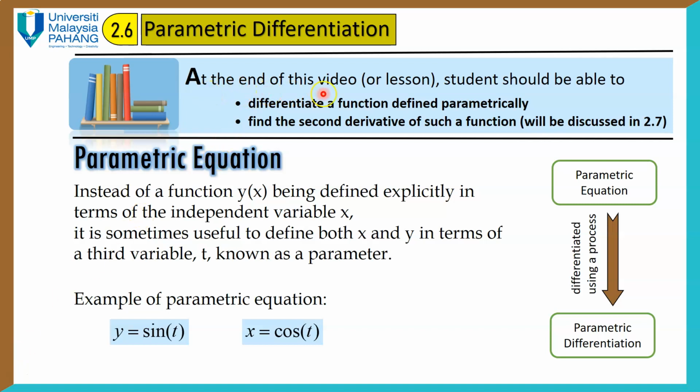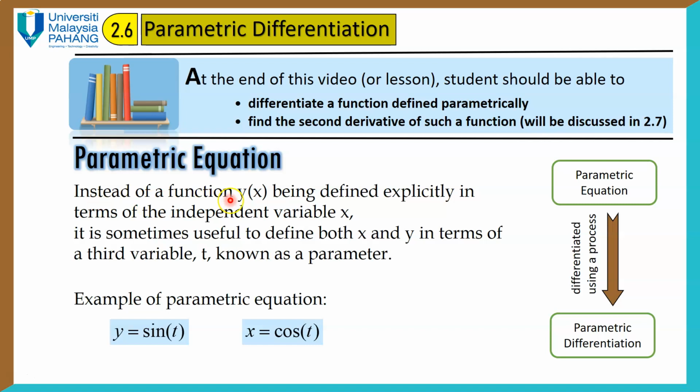At the end of this video, students should be able to differentiate a function defined parametrically and find the second derivative of such a function. However, this objective will be discussed in the next topics. What is actually a parametric equation?